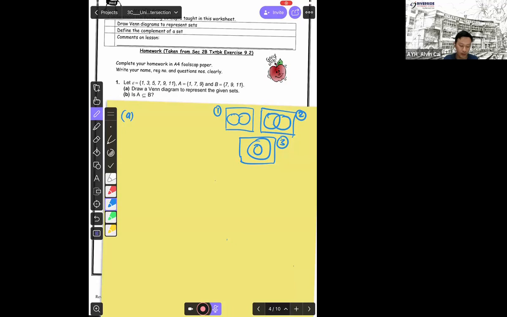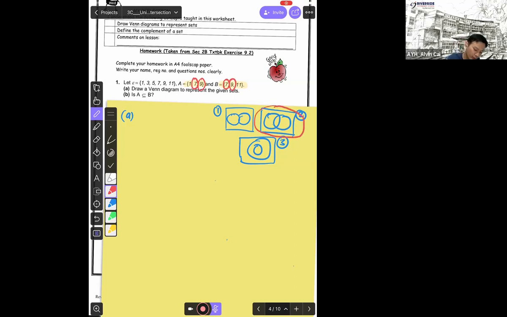For those who are considering or not too sure, why is it scenario 2? Because if you look at the sets over here, we have something that is in common. If you look through very quickly, 7 is in common, 9 is common. Once they have something in common, we will be using scenario 2, where there's overlap.